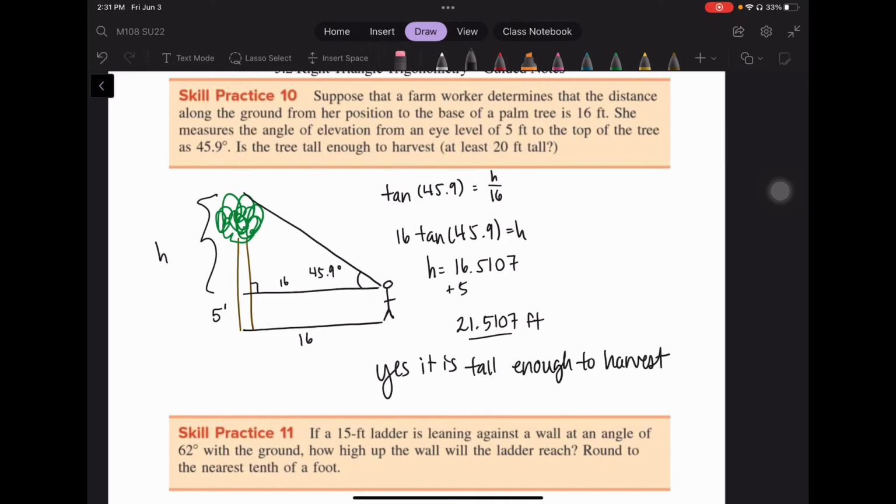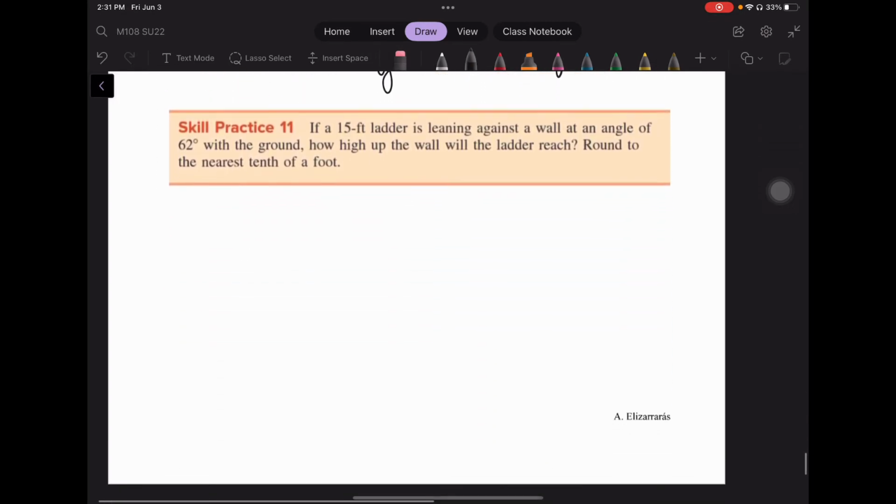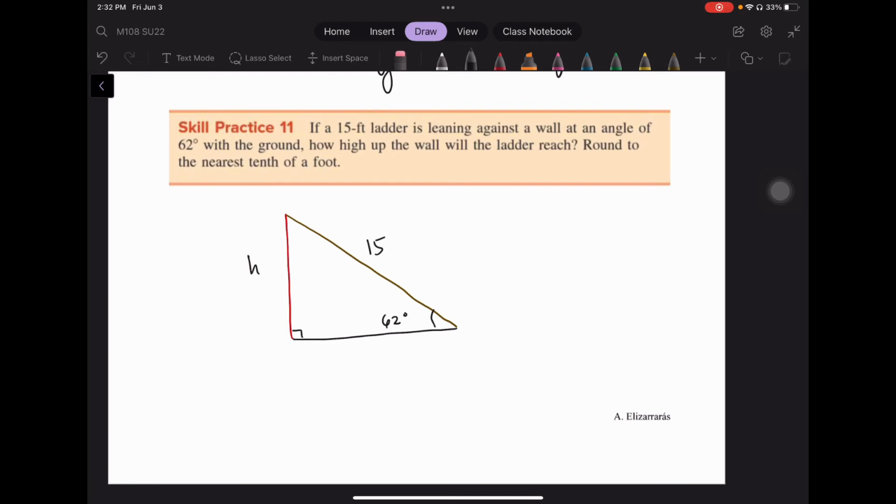Okay, let's do another one. Skill practice 11. If a 15-foot ladder is leaning against a wall at an angle of 62 degrees with the ground, how high up the wall will the ladder reach? Round to the nearest foot. So let's draw this picture. We've got a wall. Let's say it's a brick wall. And then we've got this ladder that is at a 62-degree angle with the ground. The ladder is 15 feet, and they want to know how high up the wall it reaches.